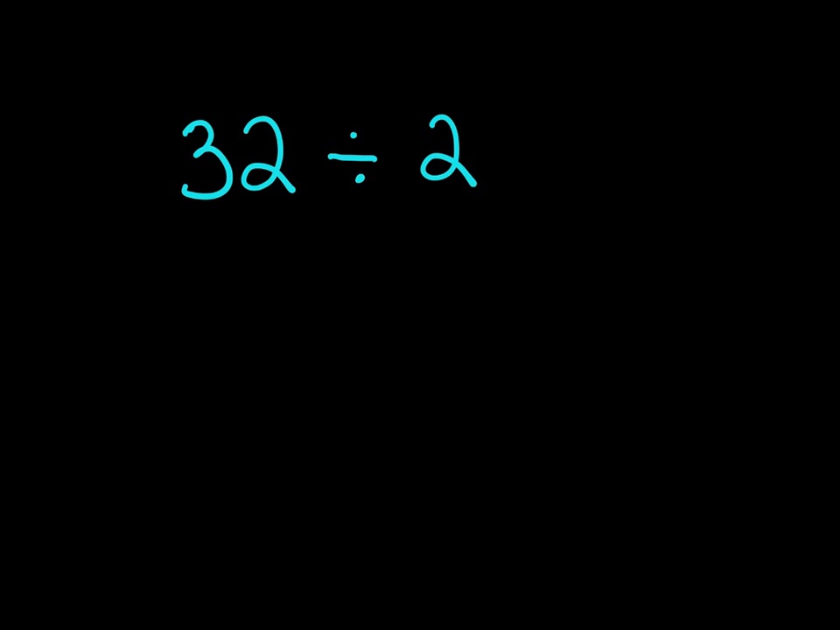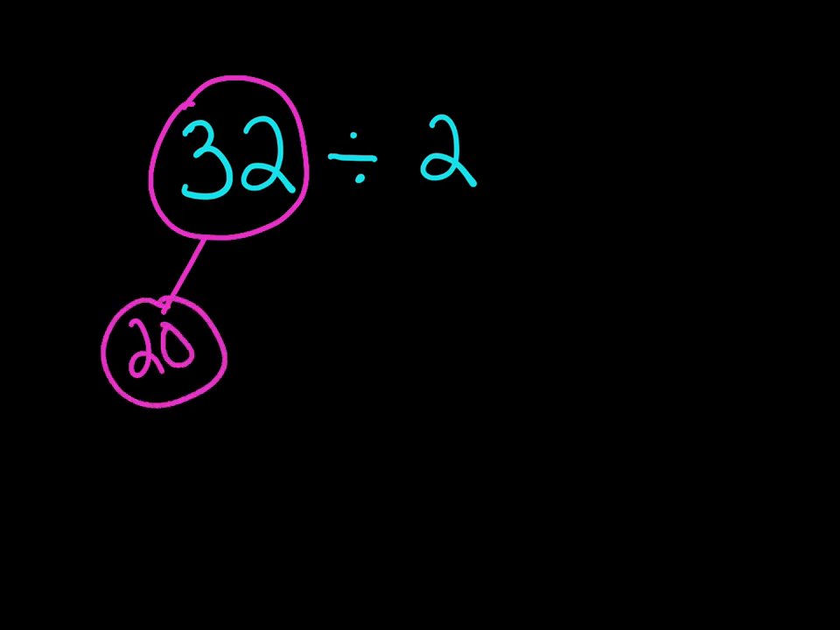32 divided by 2. And we're going to start this by decomposing the totals. When we decompose the totals, we want to make sure that we can divide by 2 when we break it up. So if we take 32 and we want 2 to go into it, we're going to pull out a 20. There's 2 10s in 32. And then how much is left over? If we do 32 minus 20, we get a 12.